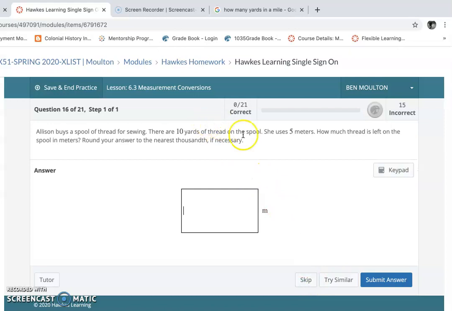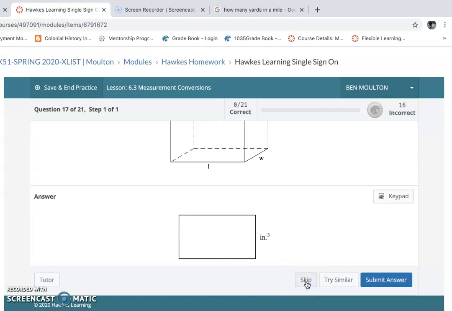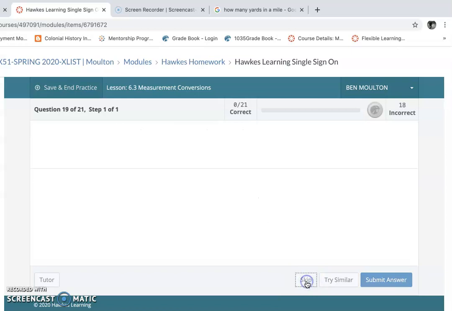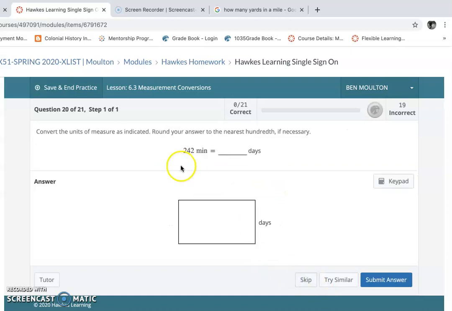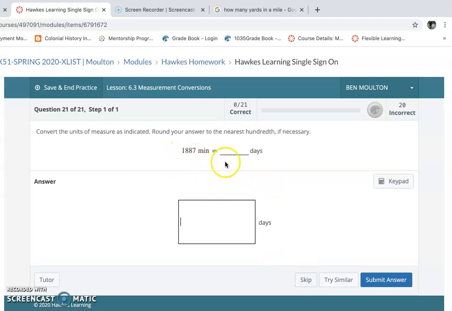This next one is another volume problem. Converting gallons to pints. You get the idea, right? There's another one of those fraction ones like the first one that we did. And you're converting minutes to days here.